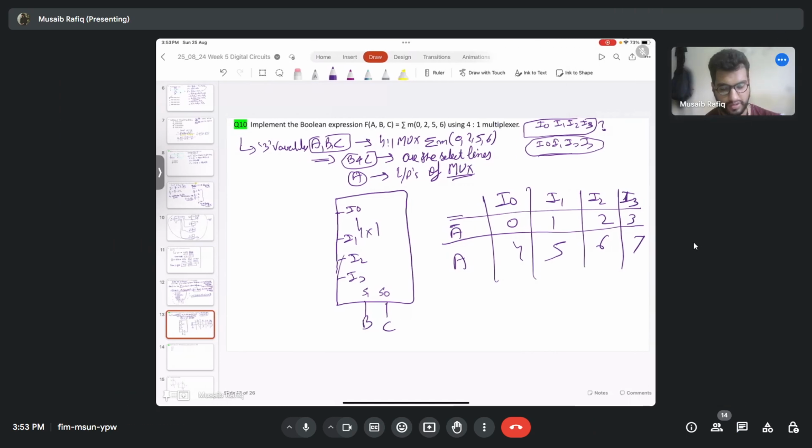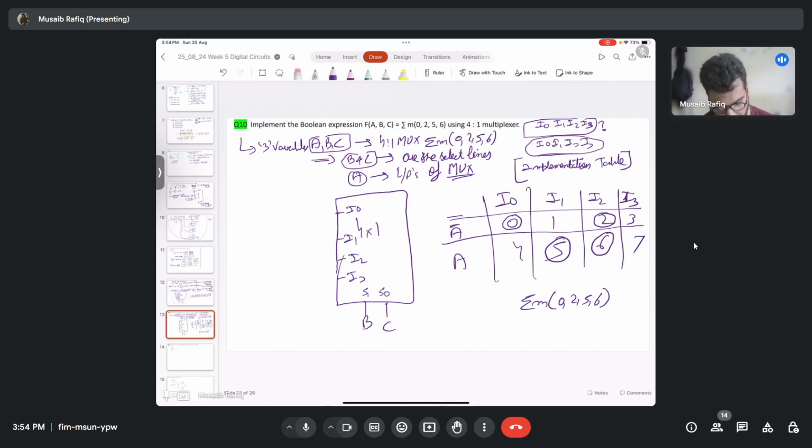So let me just tell you, this is called the implementation table, right? And above I have written I0, I1, I2, I3, so that represents my input to the mux. So now what I'll do here is I have sum of minterms 0, 2, 5, 6. I will encircle all those minterms that are in the function. So I'll encircle 0, I'll encircle 2, I'll encircle 5, and I'll encircle 6.